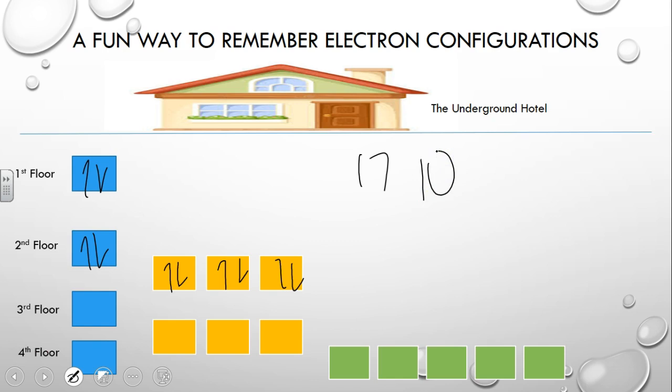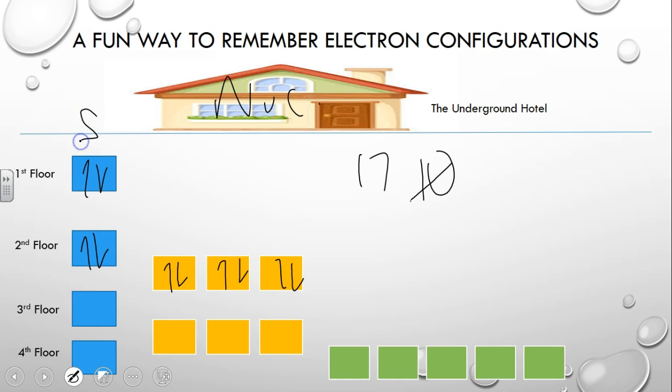So now we've followed all the rules. Okay, the electrons are closest to the nucleus. That's the lobby, the nucleus. They only paired if they had to, and we filled each room, and they spun opposite from each other. Okay, but now we have 10. We need to get to 17.